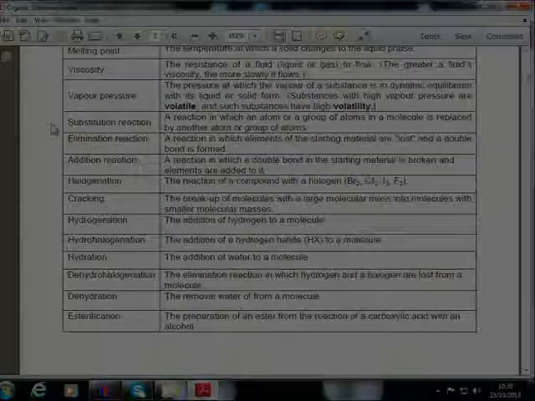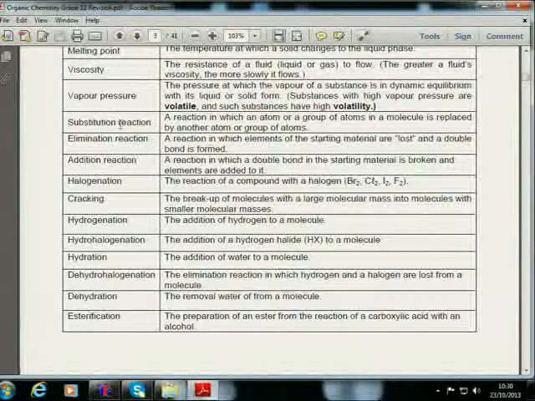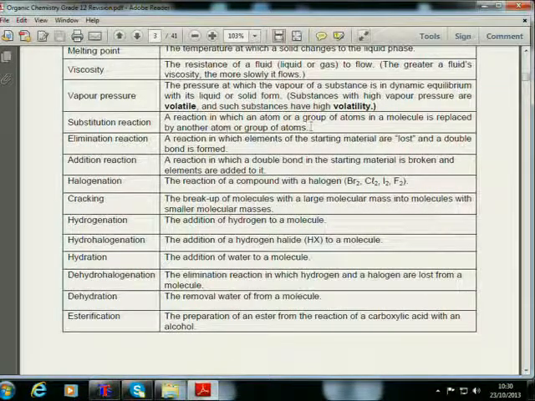Now let us have a look at the definitions that you need to know. The first definition that you need to know in organic chemistry, in organic reactions specifically, is substitution reaction. Now, a substitution reaction is a reaction in which an atom or a group of atoms in a molecule is replaced by another atom or a group of atoms, as you'll see when we do our reactions.